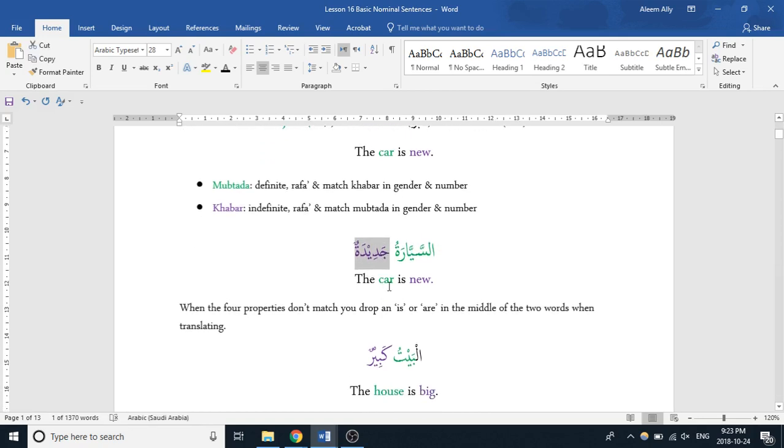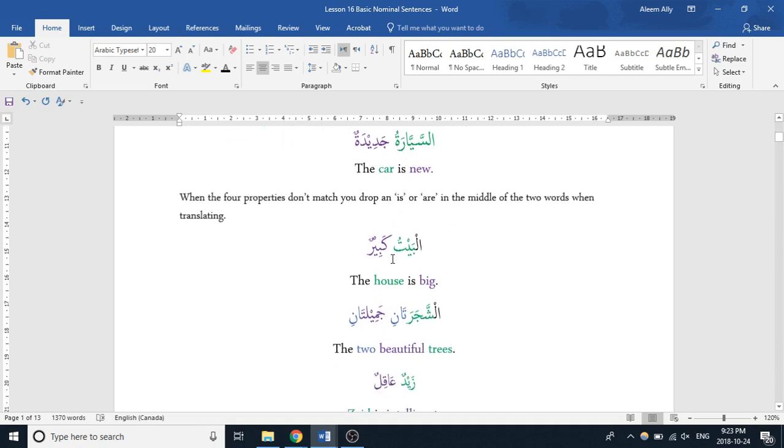So what you might be asking yourself is, where did that "is" come from? Well, in Arabic, there is no word for "is" or "are." Rather, when you're dealing with a nominal sentence and you have a mubtada and a khabar, a subject and a predicate, you add an "is" or an "are" in between the two words when translating. So let's continue. Al-baytu kabirun.